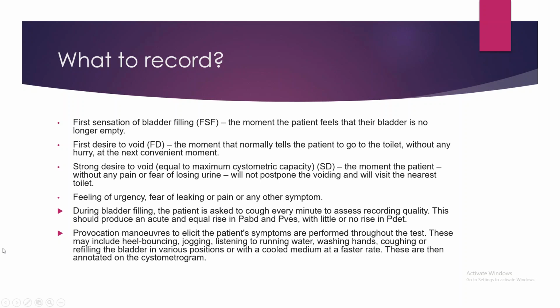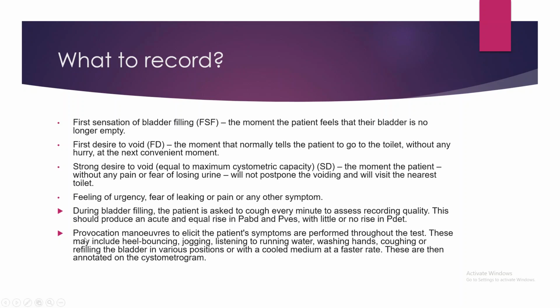Also during the filling phase, the patient is asked to cough every minute to assess the recording quality. Because during a cough, there should be a rise in the vesical pressure and abdominal pressure, and the rise should be equal, and there should be no rise in detrusor pressure. If these three things are there, then you can say that yes, your transducers are working properly, your pressure catheters are working properly, and your recording is going on smoothly. So this is the check. If a patient is asked to cough every minute, you have to check whether there is an equal and acute rise in the abdominal and vesical pressure, but no rise in the detrusor pressure.